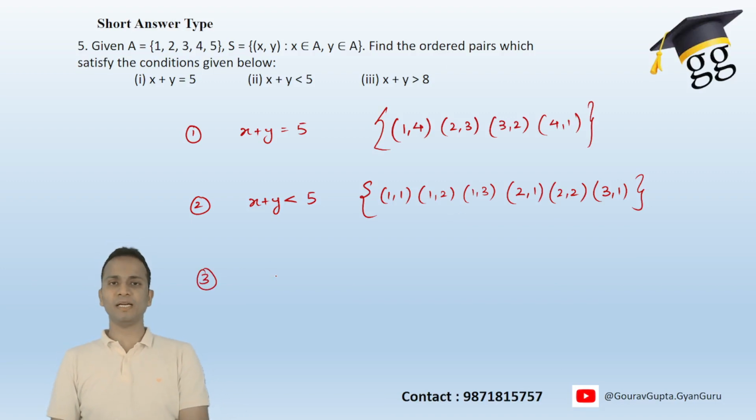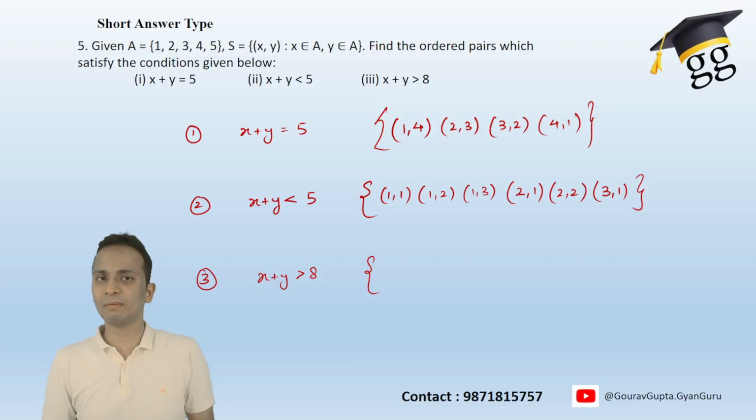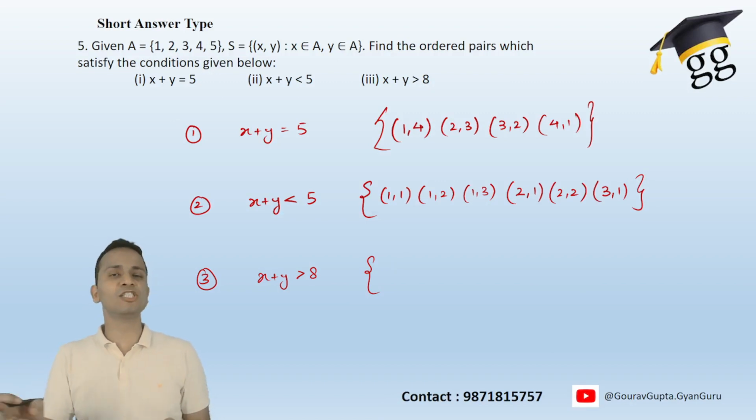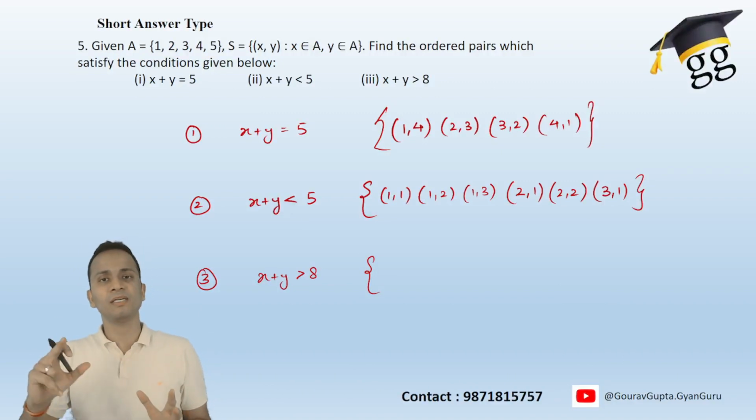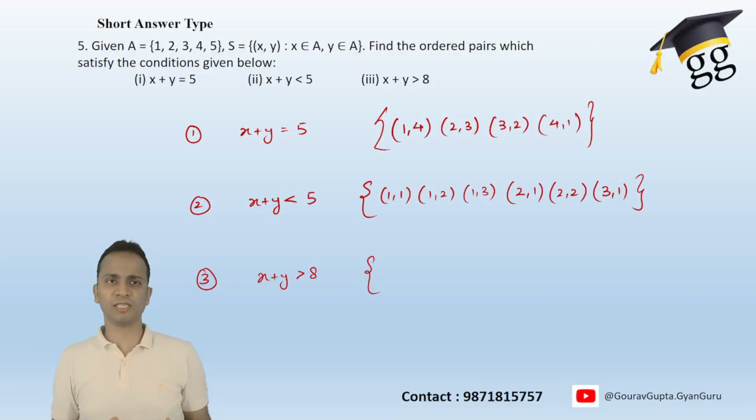Now going on to the third part, x plus y is greater than 8. So now you have to consider the values of x and y such that the sum is greater than 8. Okay. I will start with the value of x as 1. Even if I consider the highest value of y, that is 5, 1 plus 5 will not make the sum greater than 8. Mujhe sum ko greater than 8 banana hai, that means the sum should be minimum 9. Now for x equal to 2, again the sum of 9 will not be possible. For x equal to 3, again the sum of 9 will not be possible.